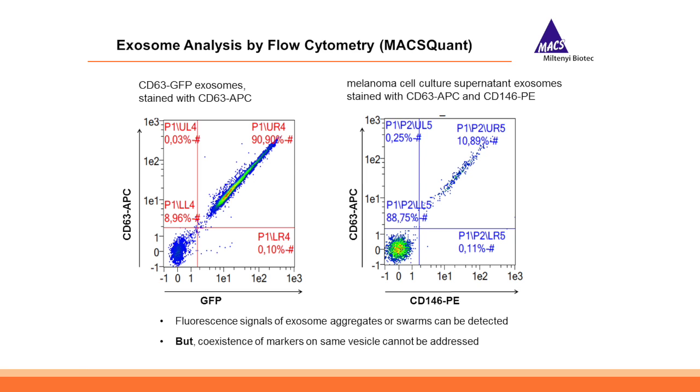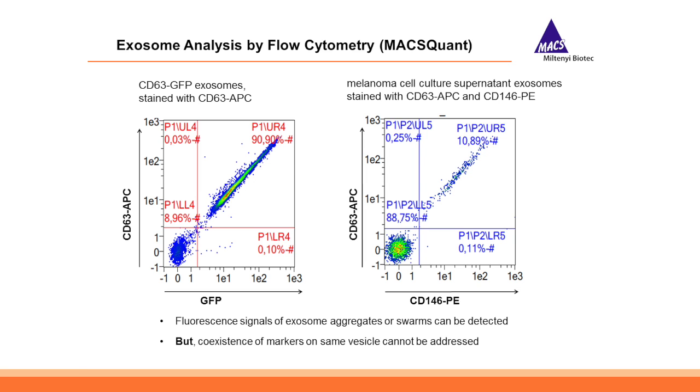But still, it's possible to analyze the surface markers of exosomes by fluorescence detection. In this example, we have labeled the CD63 GFP positive exosomes with CD63 APC antibody. And as you can see, all the exosomes can be detected by the antibody, and you see a nice staining. And this is also true if you're using two different antibodies. You can stain the exosomes with two different antibodies, so you can see that these two epitopes are present on the exosomes.